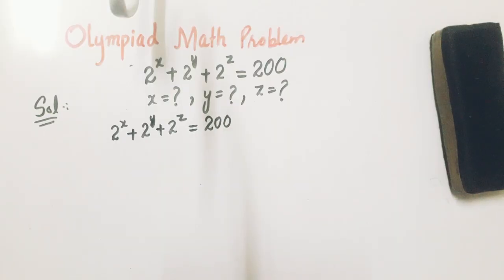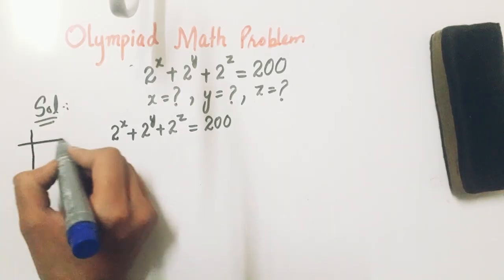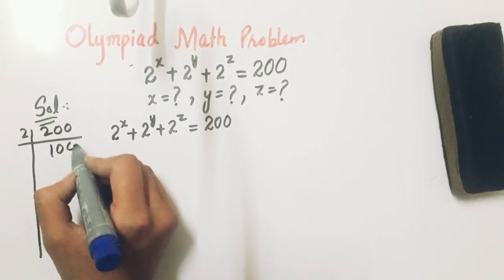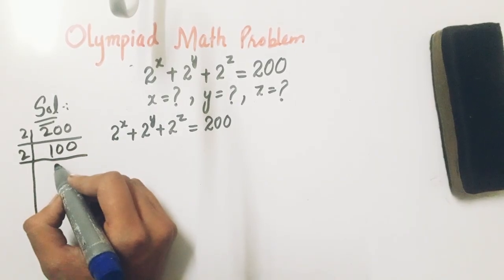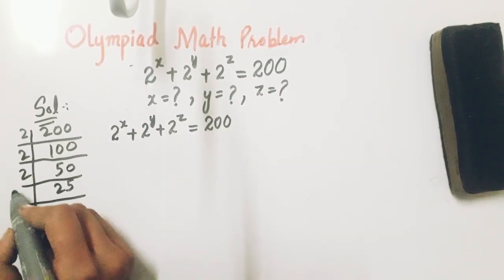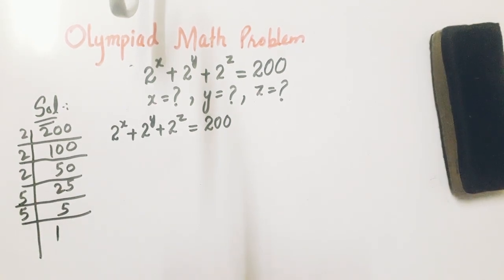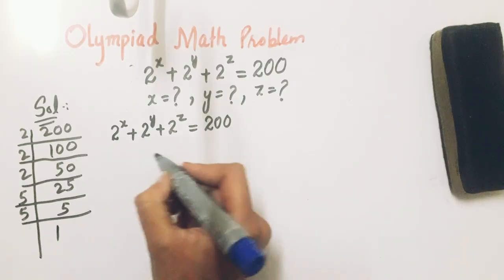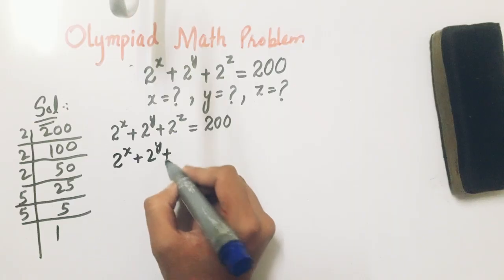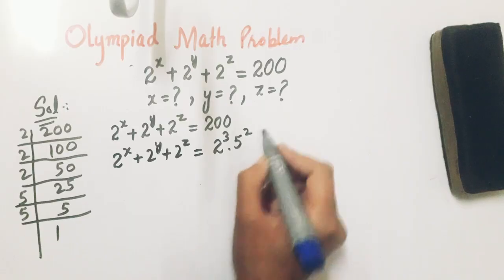Now here we will use an interesting trick, that is we will take the LCM of 200. So when we divide this by 2, we will get 100. When 100 is divided by 2, we will get 50. When 50 is divided by 2, we will get 25. And 25 is divided by 5, we will get 5. And 5 is divided by 5, we will get 1. So it means we can write 200 as 2 power 3 and 5 square.